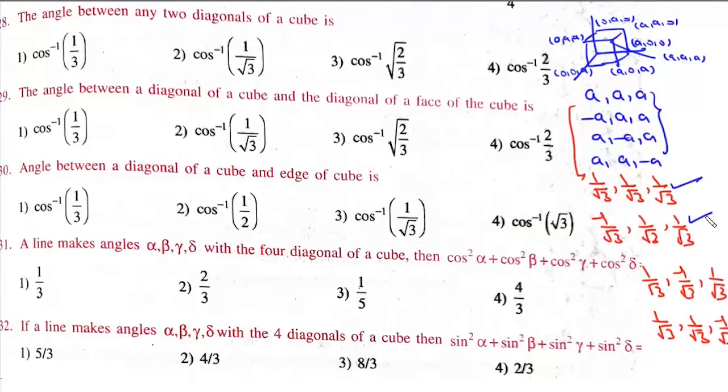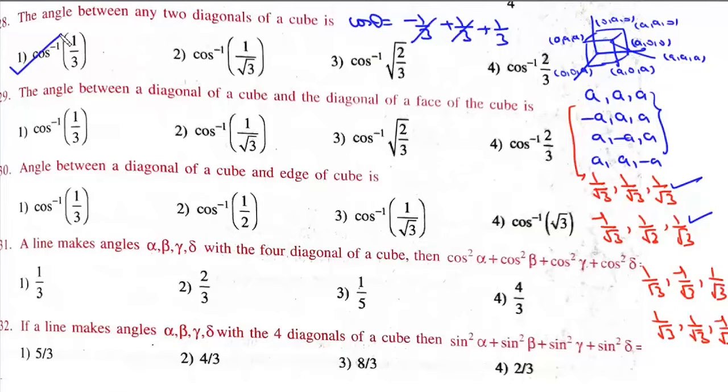Now this first one is the angle between any two diagonals of a cube. So we'll take these first two direction cosines. We can write cos theta as L1 L2, which is minus 1 by 3, plus M1 M2, which is 1 by 3, plus N1 N2, which also is 1 by 3. So this angle is cos inverse 1 by 3 and that's your option 1.